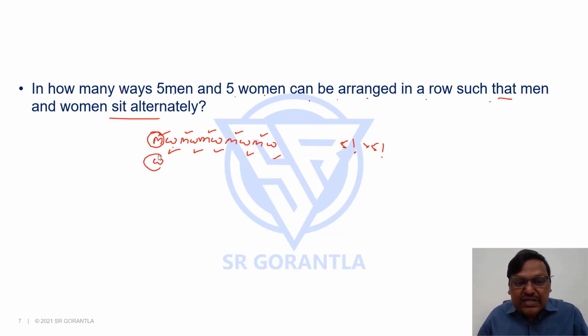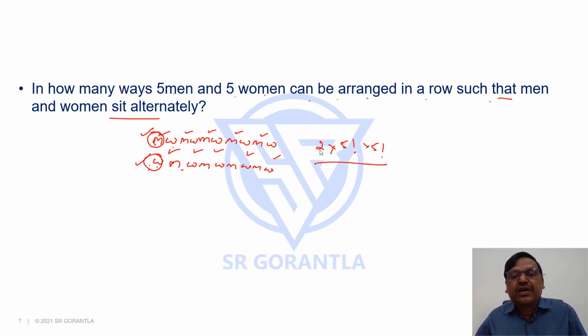So who sits first? Is it a man or a woman? There are 2 options for me. So you can say woman followed by man, woman followed by man. Like this also we can have. So who sits in the first place, man or woman? We have 2 options. That's why the total number of options is 2 into 5 factorial into 5 factorial. Here, when you add them, it is 2 times 5 factorial into 5 factorial. So this is the total number of options.